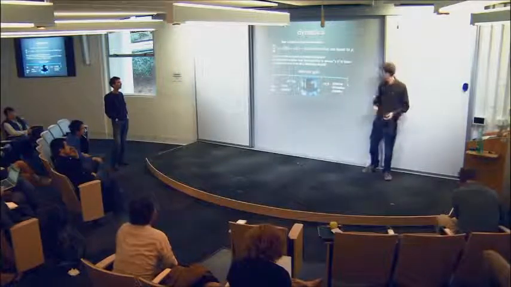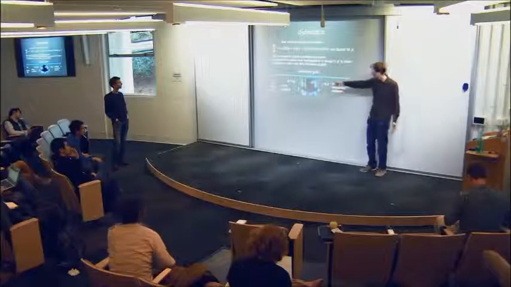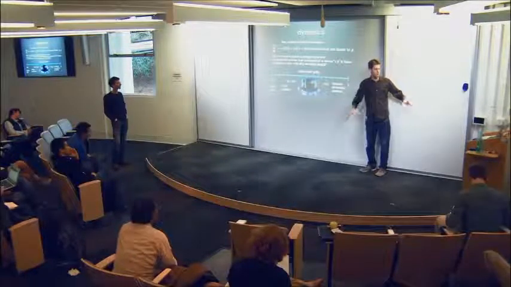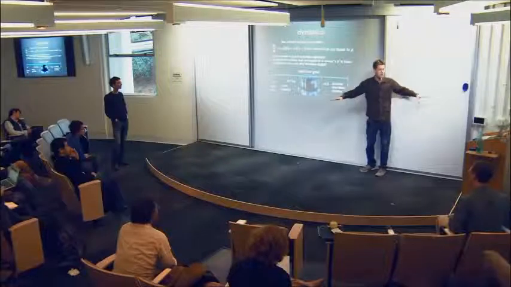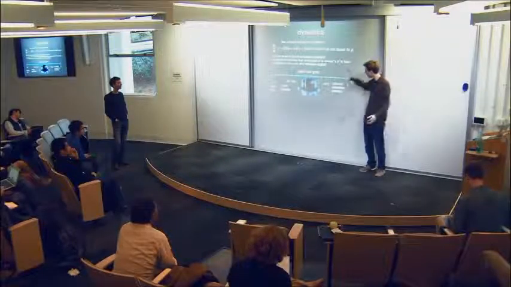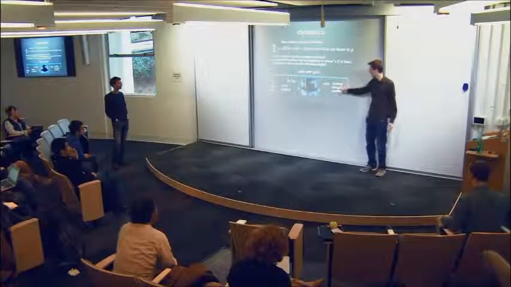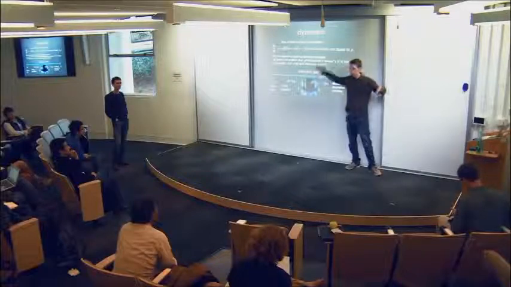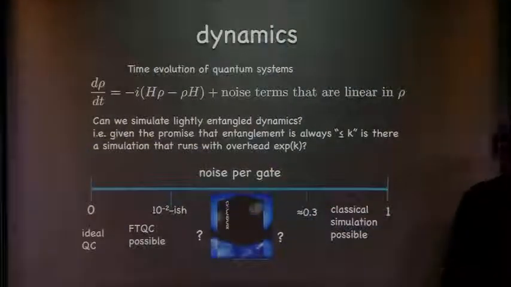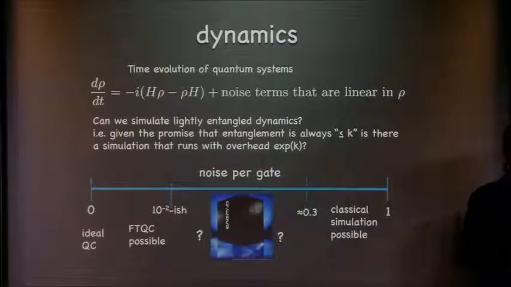And we know in terms of noise per gate, if you have very little noise, then you have fault-tolerant quantum computing. That's just BQP complete. You have universal quantum computing. If you have a lot of noise, classical simulation is possible. But there's this big intermediate regime that we don't really know what to say about.